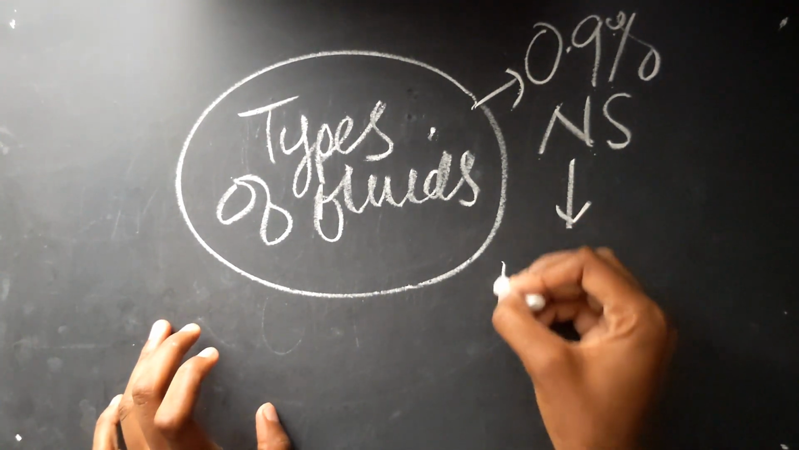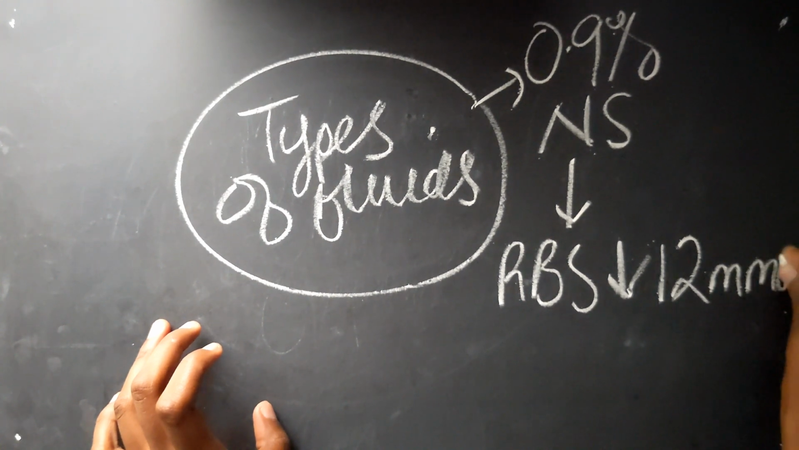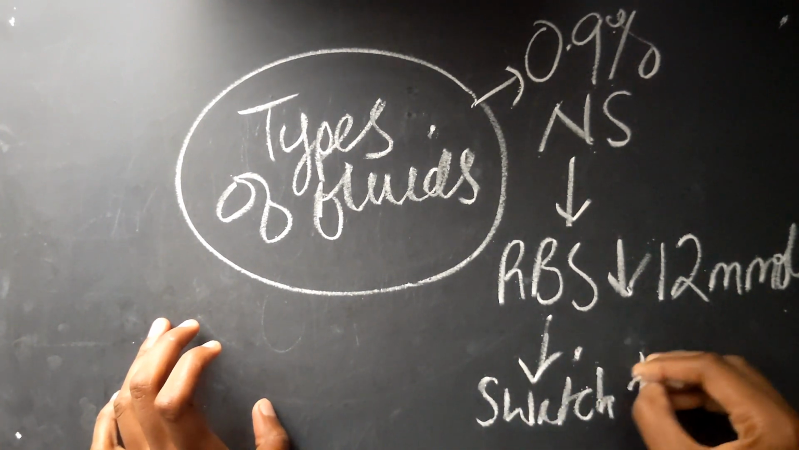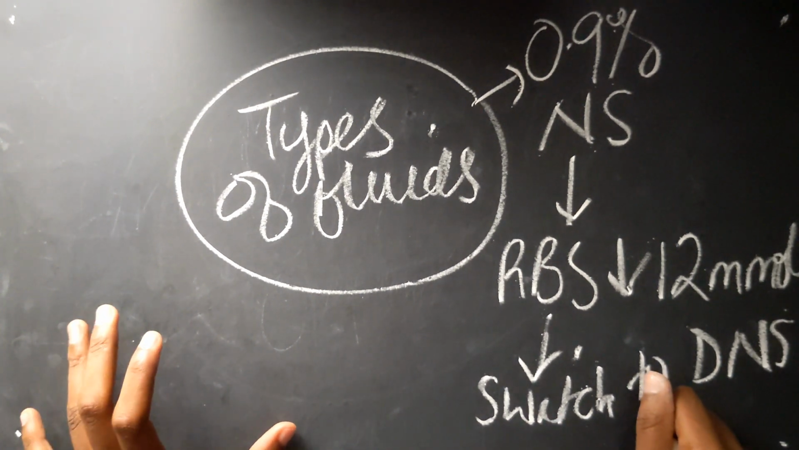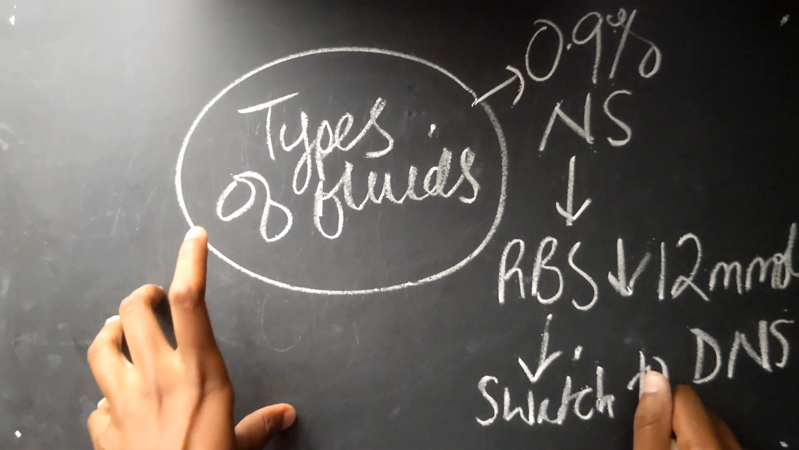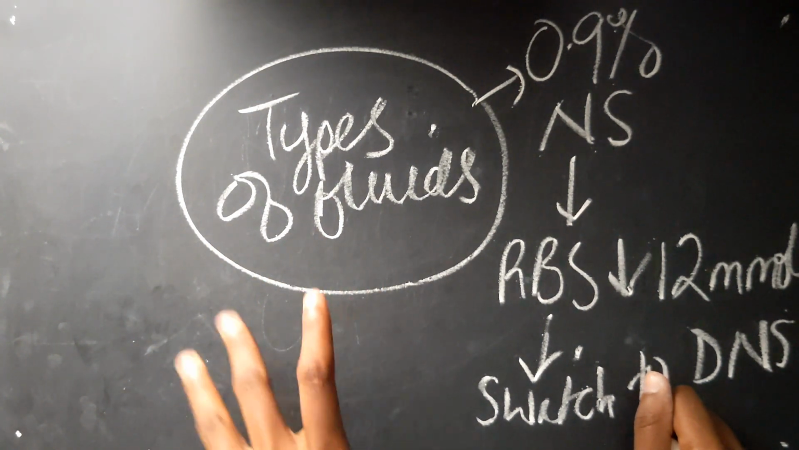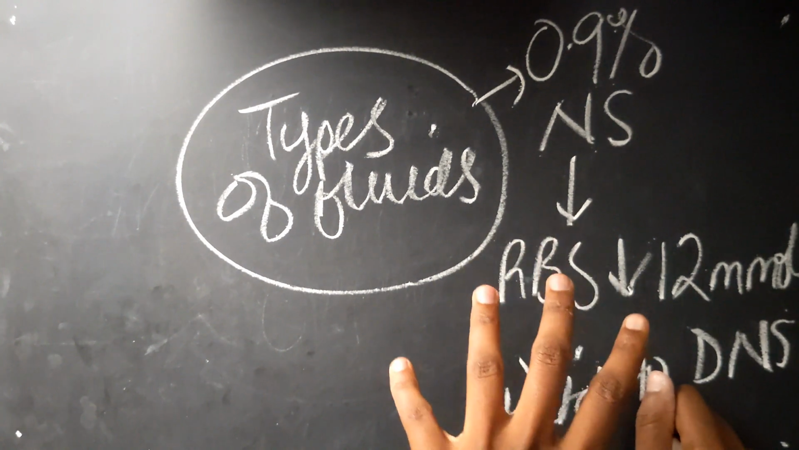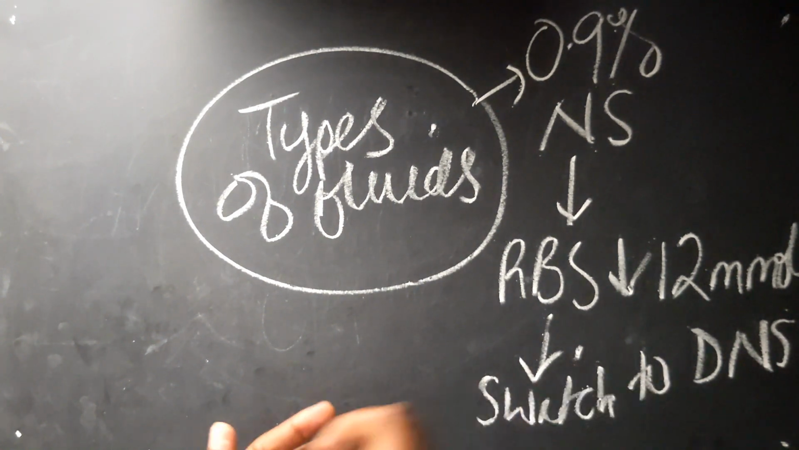And one thing you have to know is that once the random blood sugar drops to about 12 millimoles per liter, we switch to DNS. Okay, that's something that you should take note of. And I need you also to understand that we're dealing with the pediatrics protocol, the protocols of Zambia. So this is how we deal with the fluids in a DKA patient under pediatrics. We give 0.9% normal saline, and then once the random blood sugar drops to at least 12 millimoles per liter, then you switch to DNS.